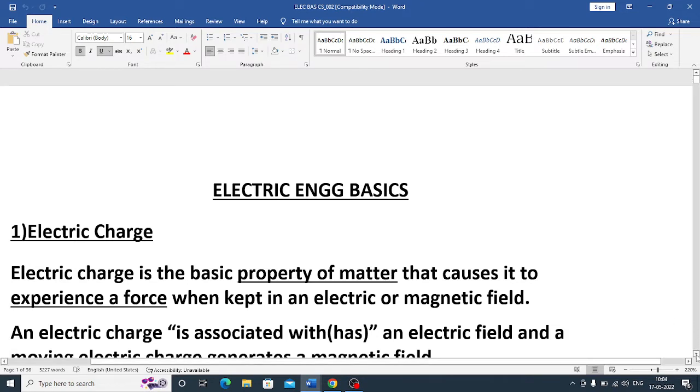Electric charge is a property of matter that causes it to experience a force when the material or object is kept in an electric or magnetic field. So when you place anything in an electric or magnetic field, if there is an attractive or repulsive force, it means there can be electric charge there.